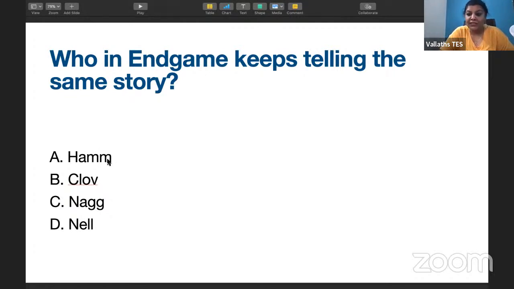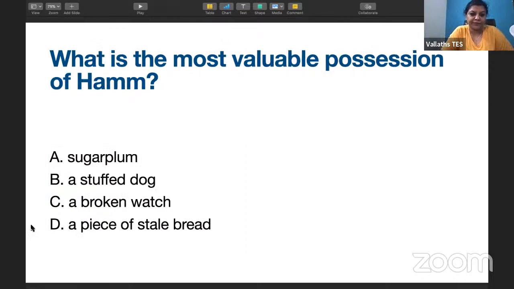Is it Ham? Is it Clov? Is it Nag? Or is it Nell? One question from Samuel Beckett is always there in exams. It is Nag who tells the same story over and over again.